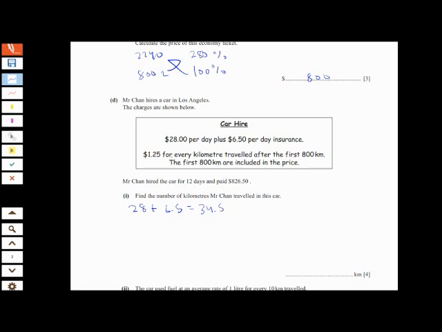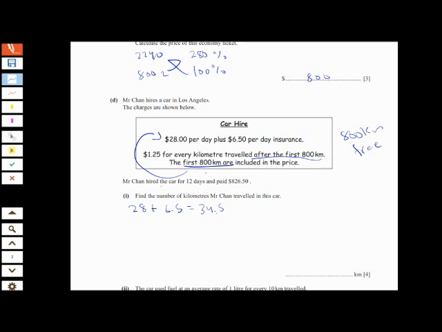Okay? And now $1.25 for every kilometer traveled after the first 800 kilometers. So this is the keyword here: after the first 800 kilometers. The first 800 kilometers are included in the price. What does that mean? That means that this first 800 kilometers is included with this price. That means if you pay $34.5, you will get 800 kilometers free. Okay, hope you understand that.